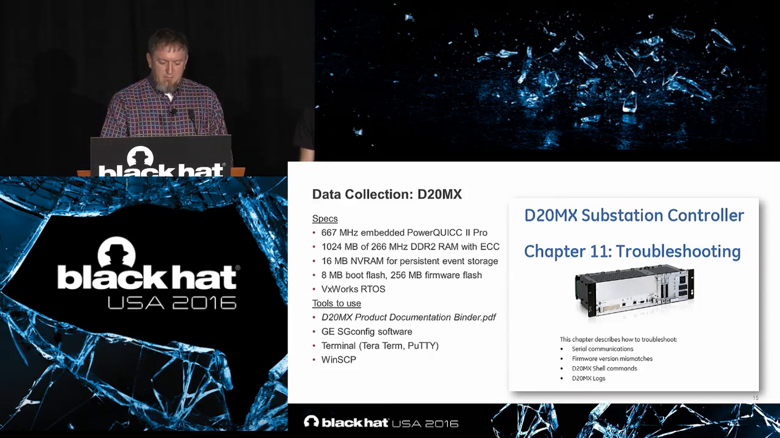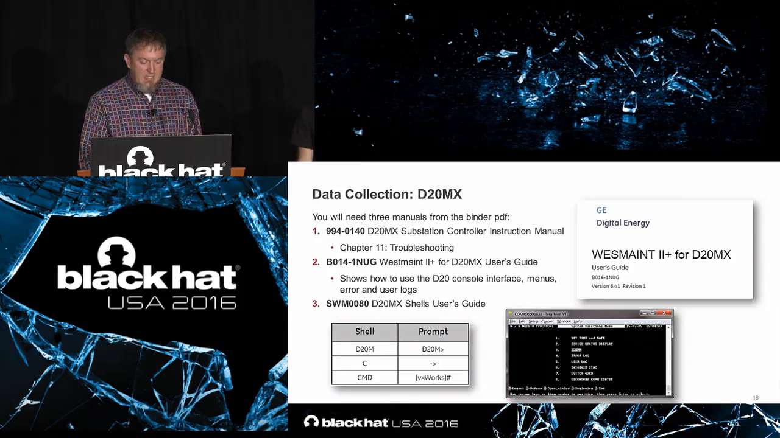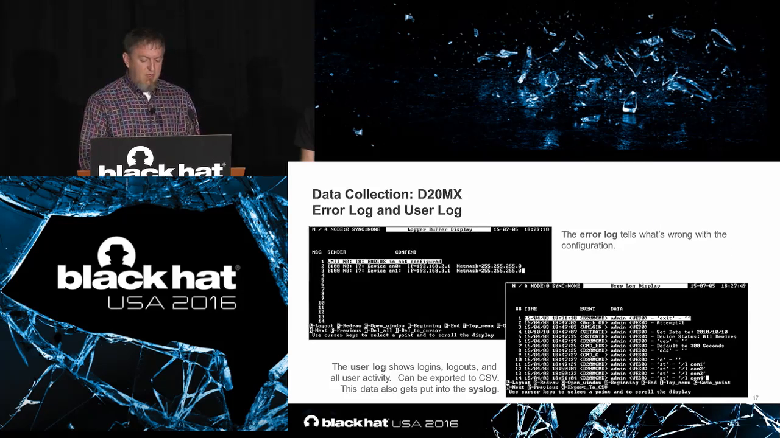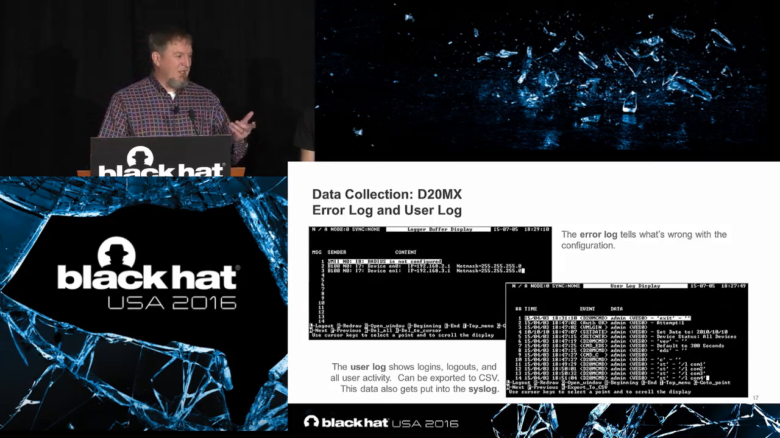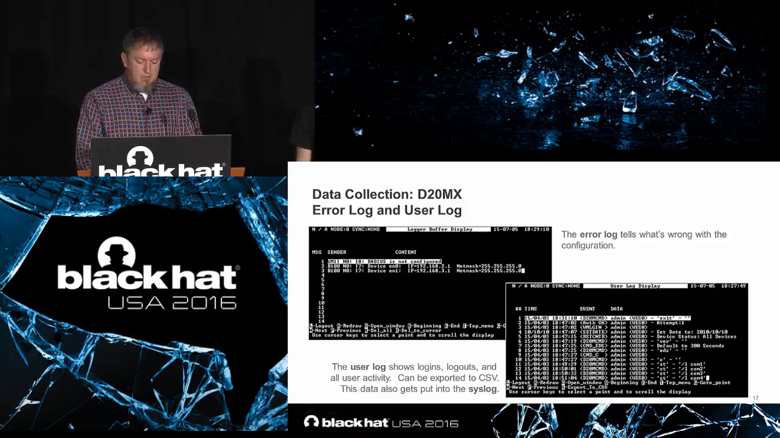You use the software, and the information from the D20 products, and terminal, WinSCP. It talks about how to troubleshoot in Chapter 11. Really nice to have. There are some shells that we're going to look at and some logs. One of the things that we look at is the error log. When you log in, it tells you what errors there are. Well, that's really handy. I use that every day in my job. Someone put something wrong in the configuration? Well, the error log tells you what's wrong. And then the event user log shows who logged in and what commands they typed, and those all get dumped to syslog as well.